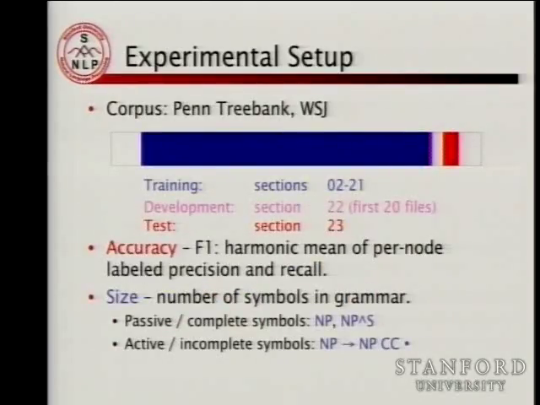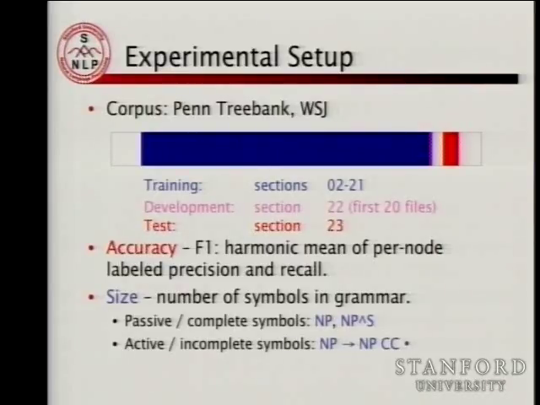Okay, so for Penn Treebank parsing, which is what this work has done, I've talked about the Penn Treebank, and there's effectively this standard setup where you train on part of the treebank and test on another part. I've talked about evaluating accuracy, and the one other figure I'll use is the size of the grammar, which is the number of non-terminals in the grammar.